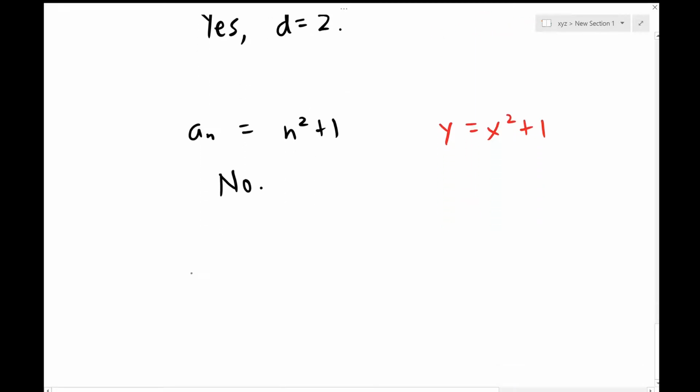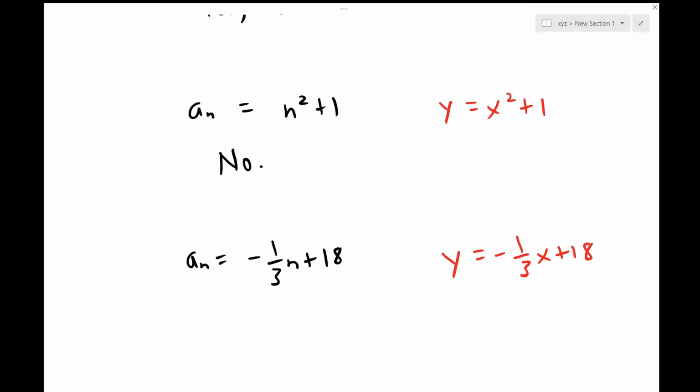Let's take a look at one more example here. Suppose we have a sub n is equal to, let's say, negative 1/3 n plus 18. Well, again, think of it in terms of x and y notation. If you write it as y equals negative 1/3 x plus 18, is that a linear equation? And yes, it is. And here we would know that the common difference of the terms would be negative 1/3. Again, the coefficient of n is always going to be the common difference d when we know that the sequence is arithmetic.